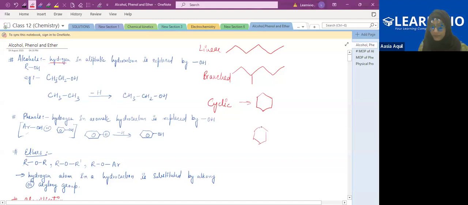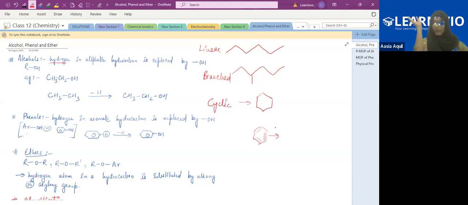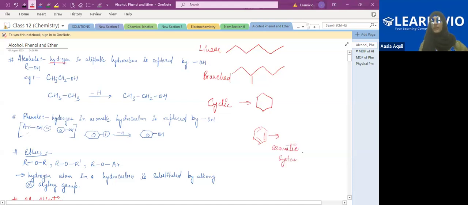If I draw this structure, a conjugated system, alternate double bond, then single bond, then double bond, then single bond, then double bond. A system in which the pi electrons are present, alternate double and single bond, is known as a conjugated system. This type of system is known as aromatic system, or aromatic ring, or aromatic hydrocarbon. Got it? Now you know the difference between aliphatic and aromatic. Clear? Yes, ma'am.